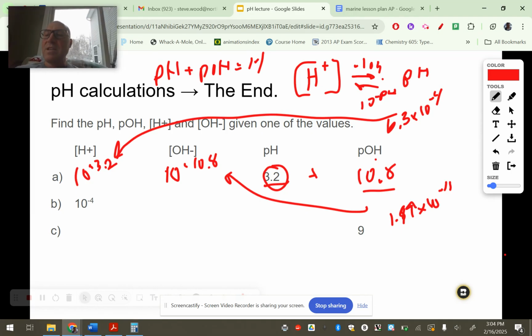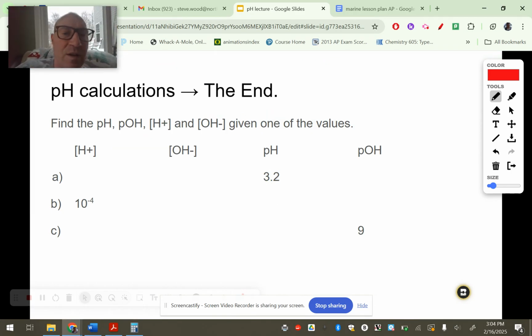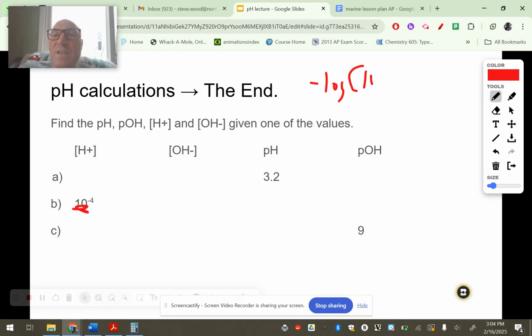Okay, let's try the next one. Let's see if this makes sense. We're going to start from OH or H plus. So we take the negative log of that number. Negative log of 10 to the negative fourth, you punch that in, you're going to get 4. It's nice when they're whole numbers. And the pOH, remember, they have to equal 14, so this is going to be 10, because 10 plus 4 equals 14. And then this guy would be 10 to the negative 10th.